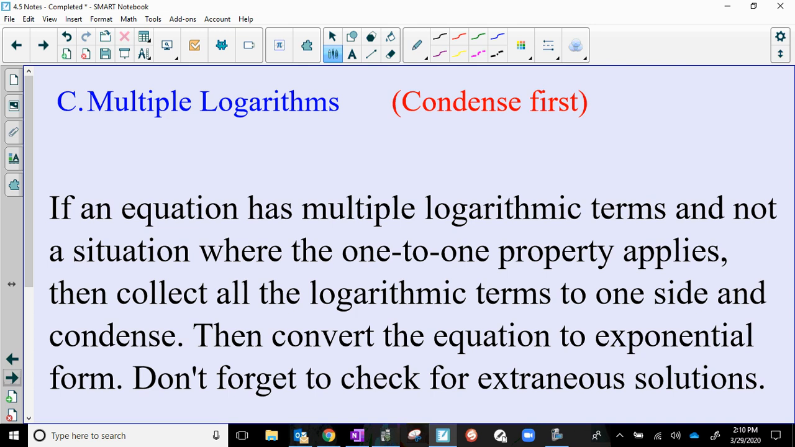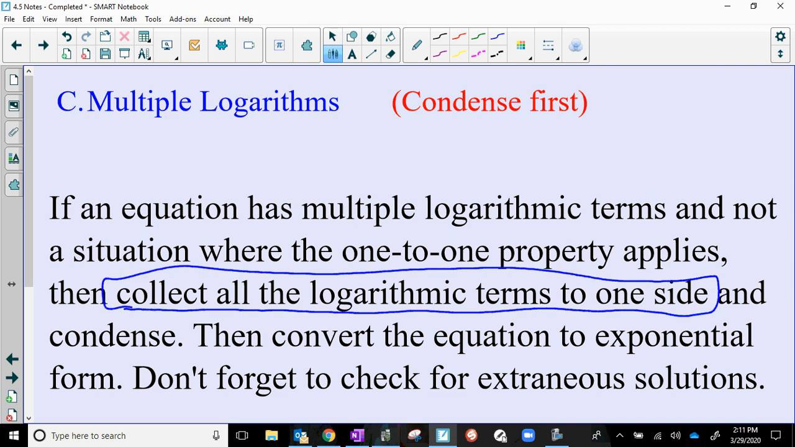All right, category C, the third type. It's when we have many logs on one side, and we have something that's not in a log. If we can get it down to a log equals a log, we can make it a category A problem. When we have log plus log equals not a log, or a log minus a log equals a number, or something like that, what we can do is condense first. So when you condense, sometimes you're going to have to move all the logs to the same side, and everything without a log to the other side. Then condense those logarithms that are on the same side, like we saw with the properties from 4.4.